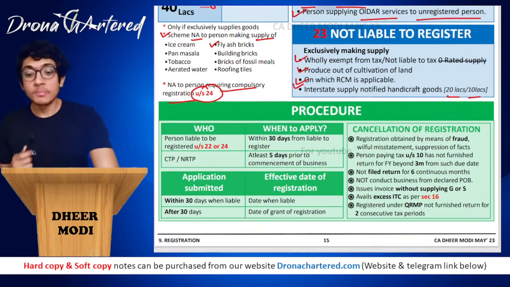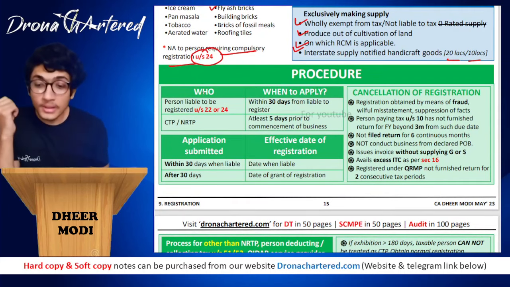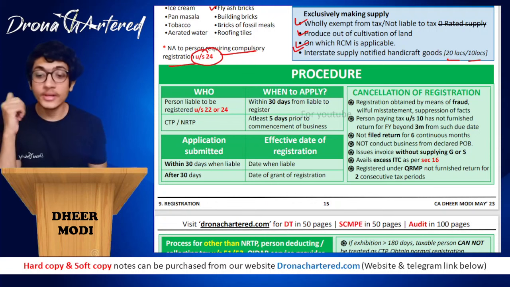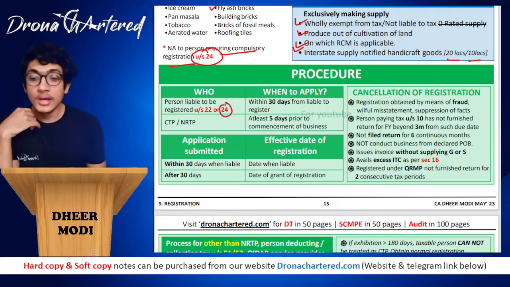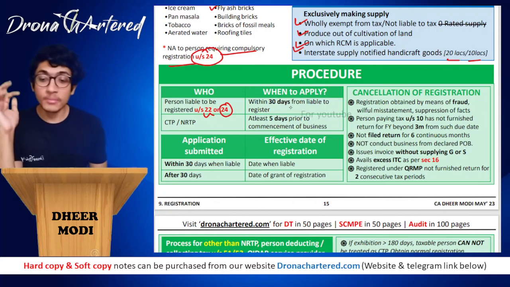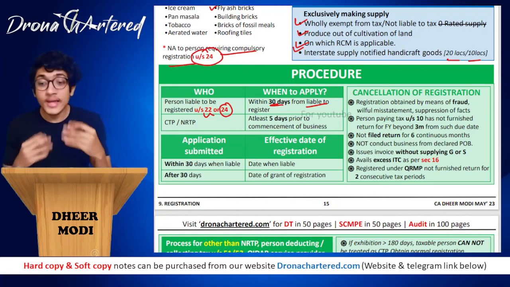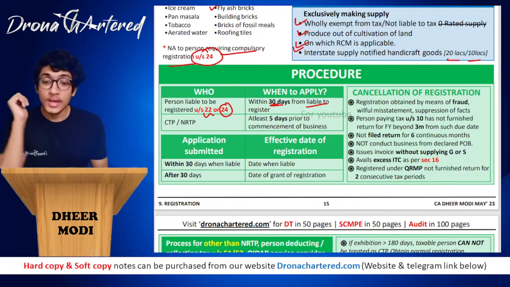Okay, now what is the procedure? What is the procedure to get registration and who and when? So any person liable to register under section 22 or 24. 24 is your compulsory registration and 22 is based on your limit. So if any person is liable to register, he has to apply within 30 days from when he is liable to register. That is the date from which he crosses his turnover. So he has to register within 30 days.